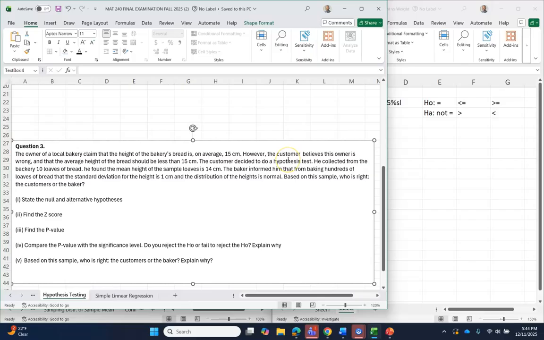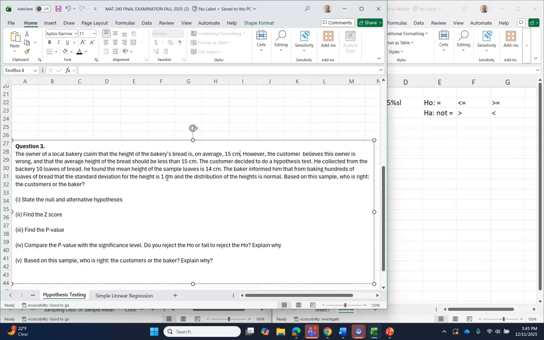The customer decided to do a hypothesis test, and so he collected from the store 10 samples of bread and found the mean height of the sample as 14, and he got information from the owner that the standard deviation, so that's the population standard deviation, is 1 centimeter, and the distribution of the heights is normal. Based on this sample, who is right, the customer or the baker?